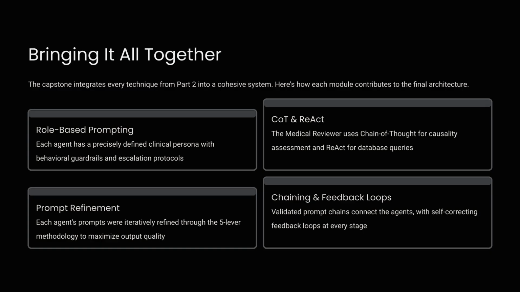The Capstone project brings all concepts together. Role-based prompting defines each agent's persona. Chain of Thought and ReAct enable reasoning and tool use. Prompt refinement maximizes quality. Chaining and feedback loops connect and self-correct the validated workflow.